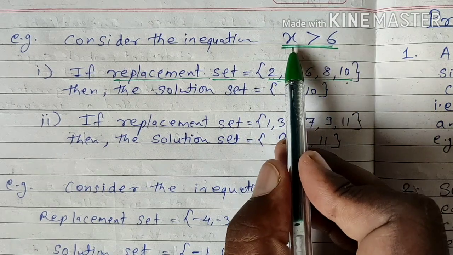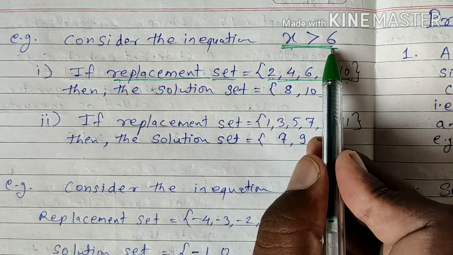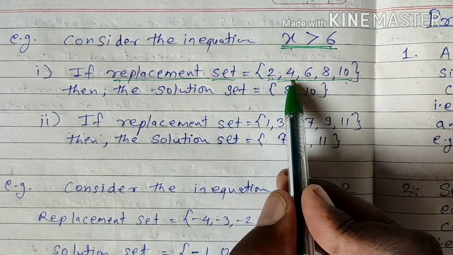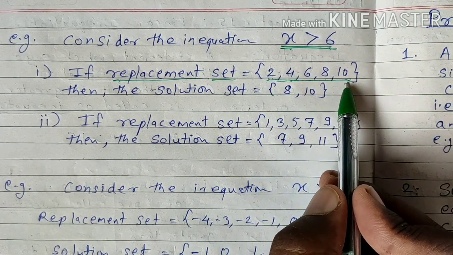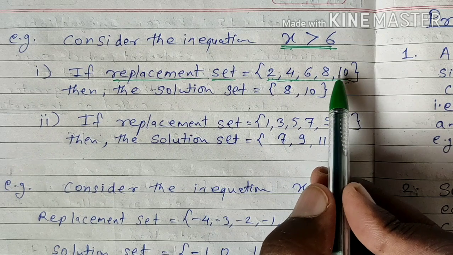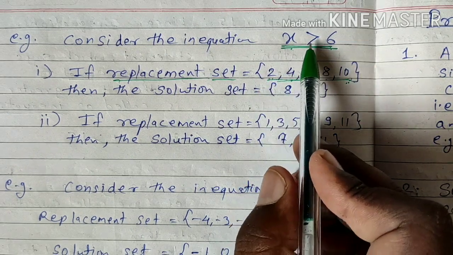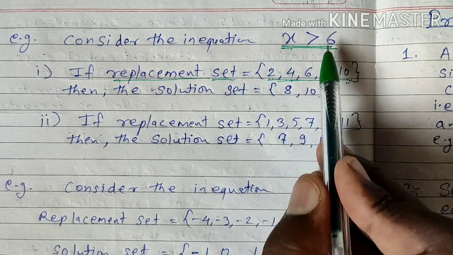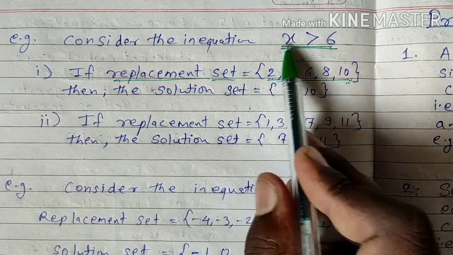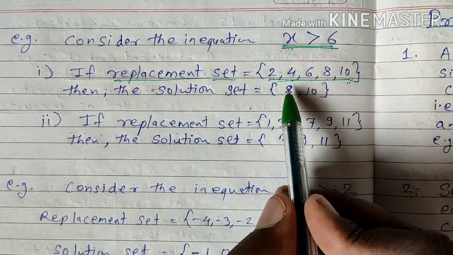Now what is our condition? x is less than 6. It is the universal set. Already we have learned the universal set in our set chapter, which contains everything. So we will find out the elements from the universal set which are less than 6.